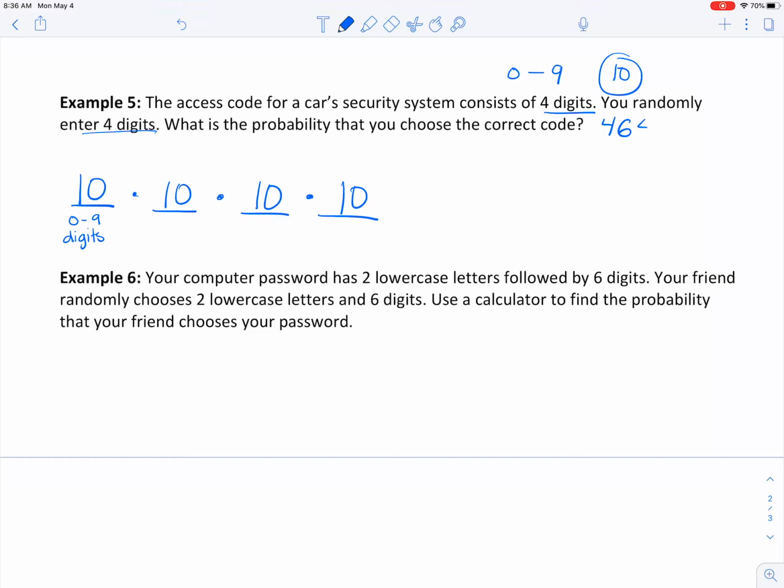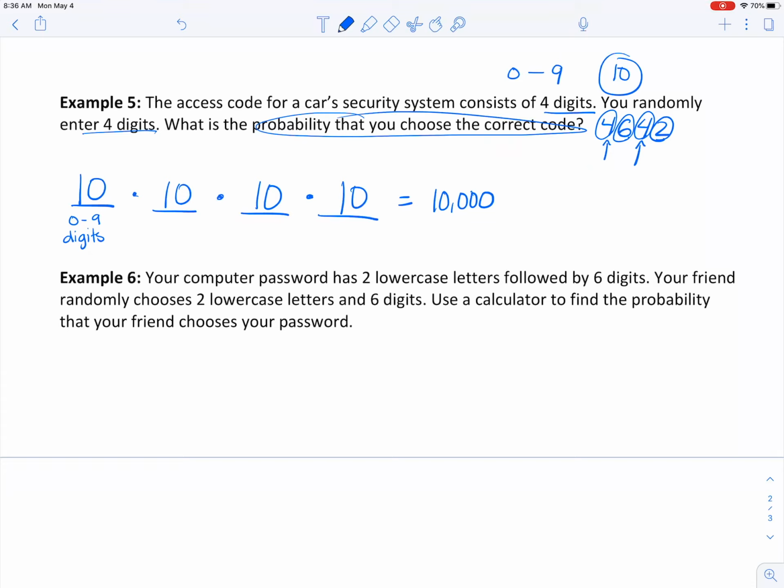Because it doesn't say anything about, like, let's say the code was 4642, it doesn't say that these numbers can't repeat. So that means there are 10 choices for the first number, 10 for the second, 10 for the third, and 10 for the fourth. If I were to multiply that through, that's the number 10,000.